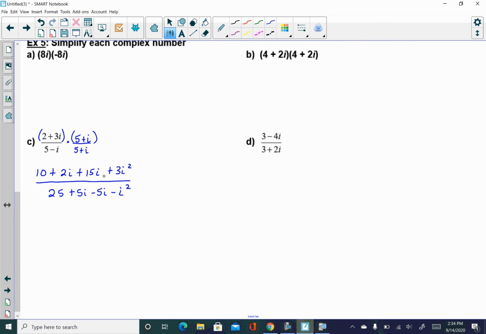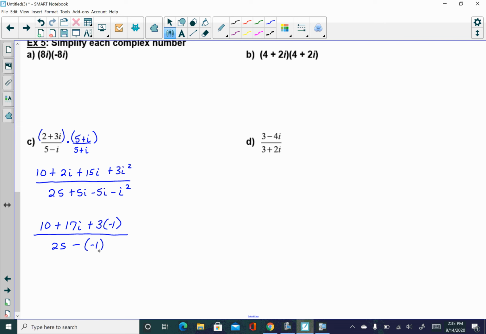All right, so now up top, if I'm cleaning that up, I've got my positive 10, 2i plus 15i. Of course, we know that's going to give me 17i. And then I've got my i squared up top, so I know that i squared is negative 1. So I'm going to go ahead and replace that. On the bottom, I've got my 25. The positive and negative 5i's cancel out. And then I've got minus, and I know that the i squared down there is equal to negative 1.